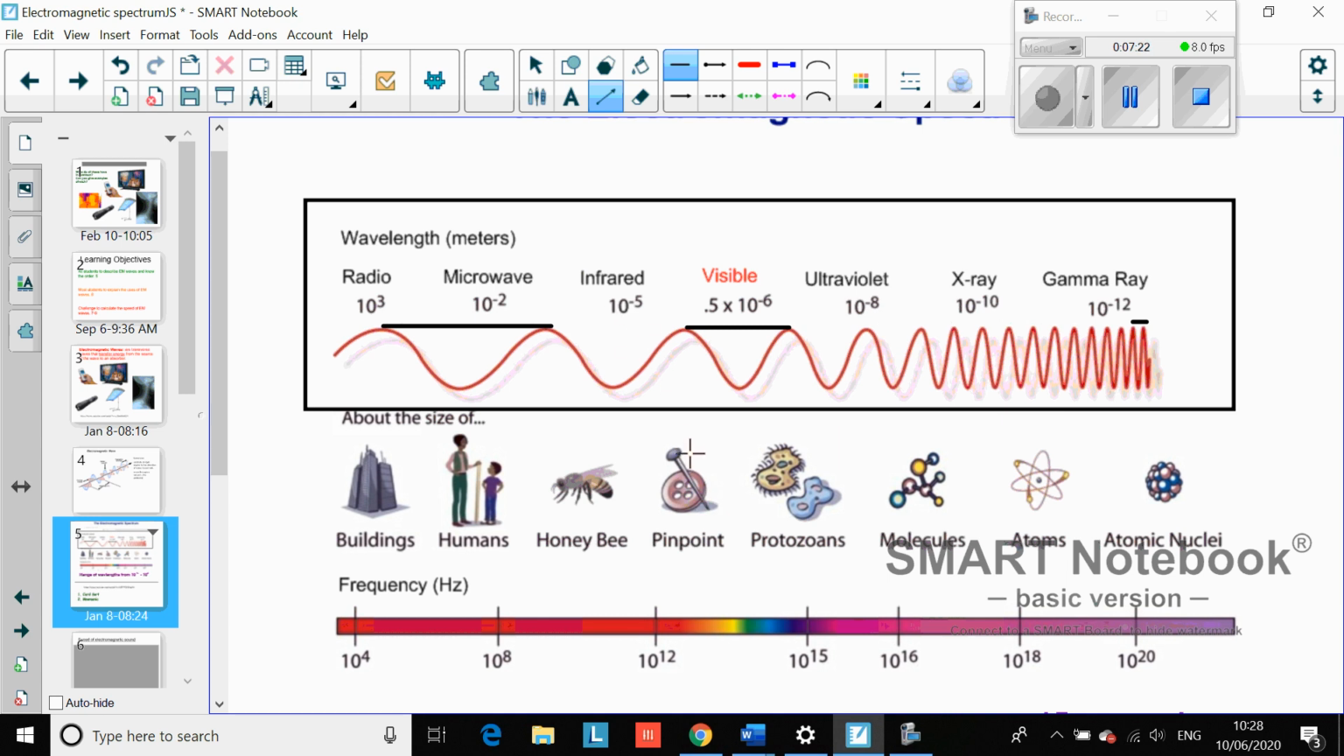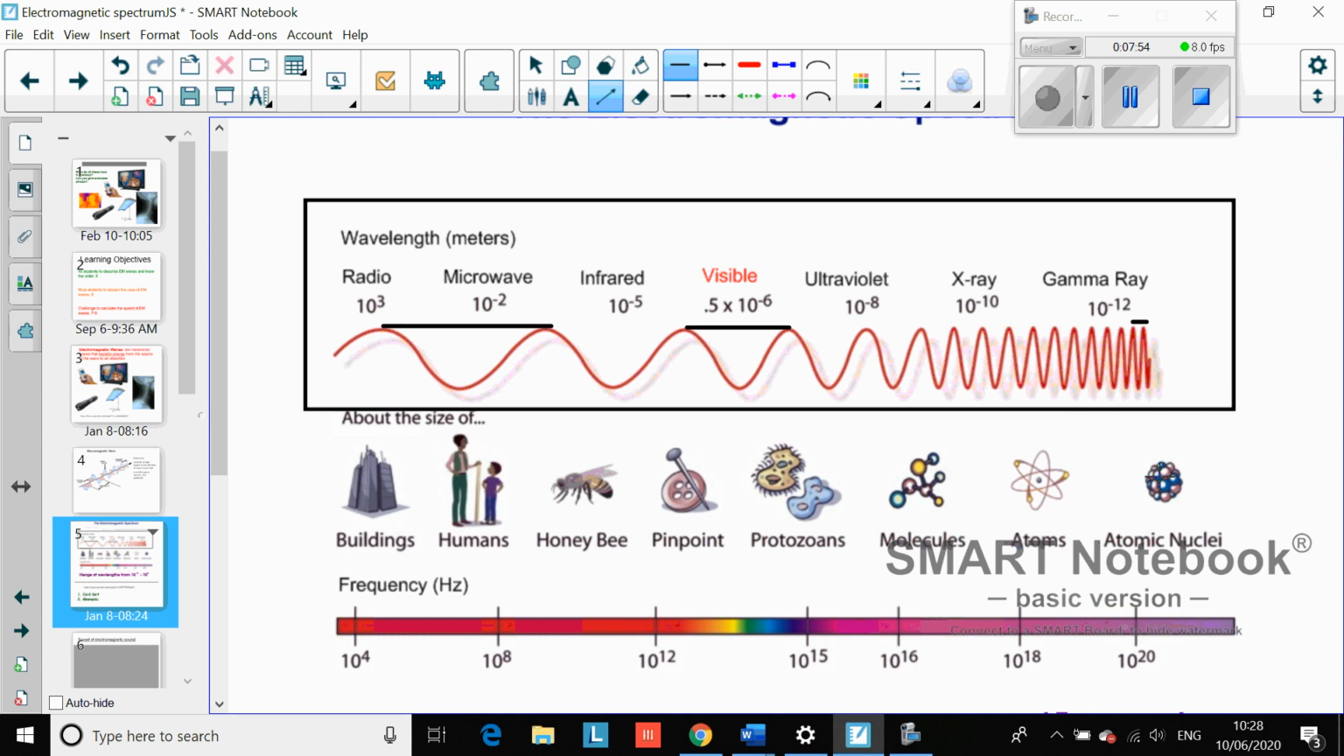Visible light is only as wide as bacteria. Remember, we can't even see bacteria and protozoa with the naked eye. Ultraviolet light, the wavelength is only as wide as, say, a simple molecule like an amino acid. X-rays, their wavelength is only as wide as a single atom. And gamma rays only as wide as a single nucleus of an atom, so really, really small.